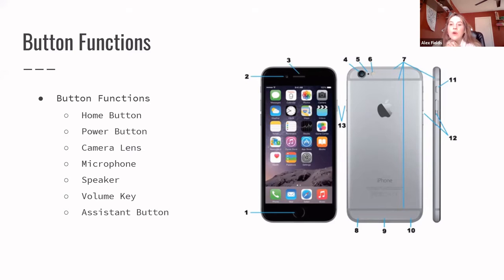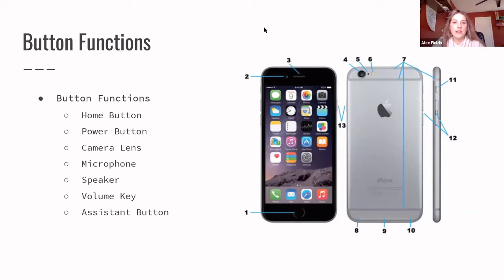And then of course there is a power button as well. The power button on the iPhone is located on the right side, the very side of our phone here. And the older phones have the power button at the top. So it would be right up here.